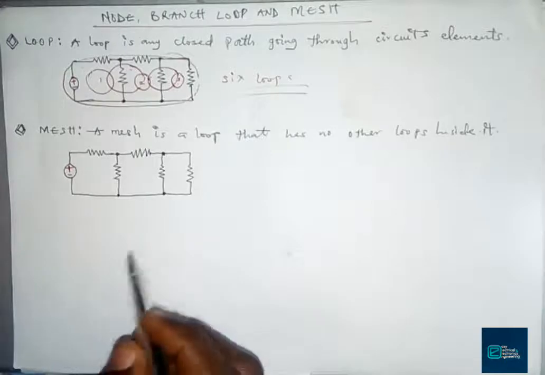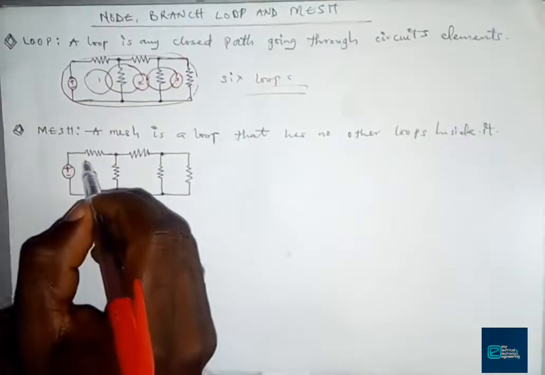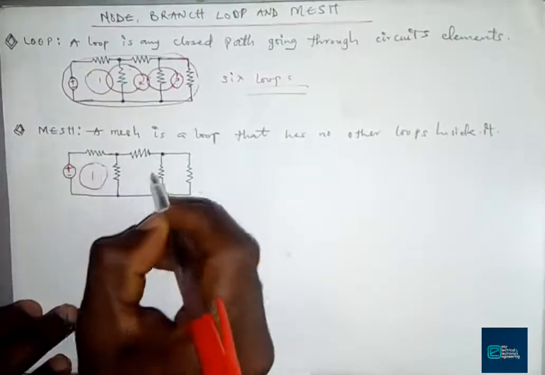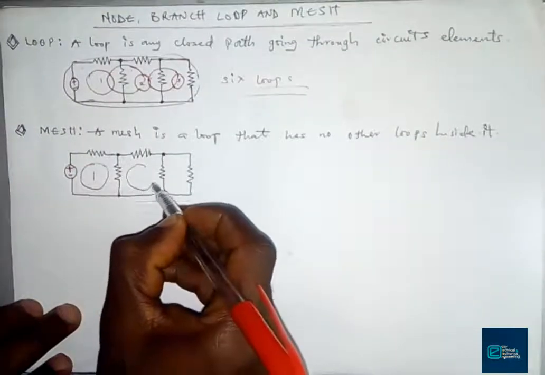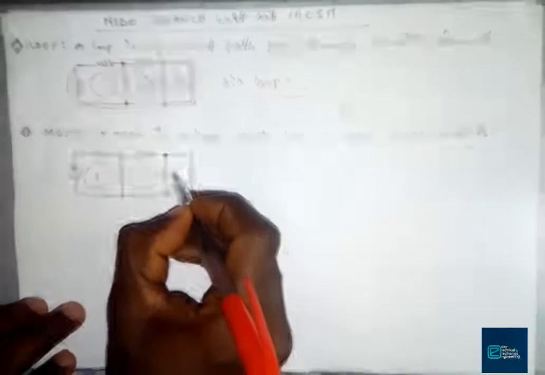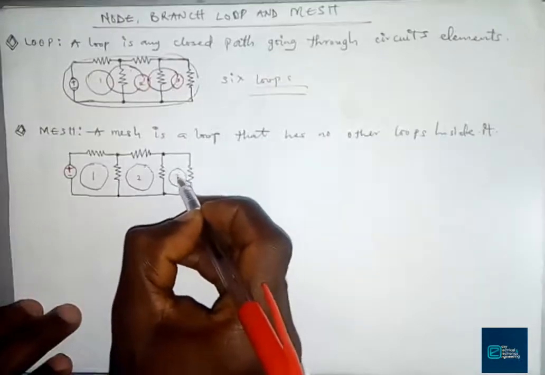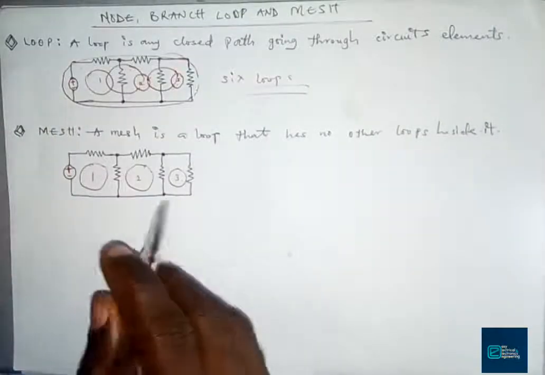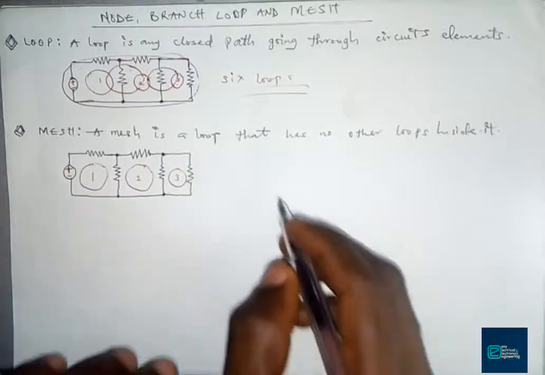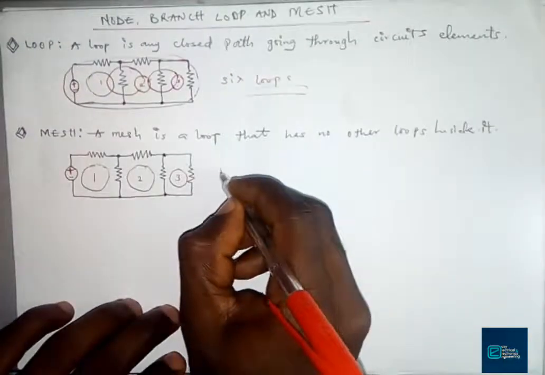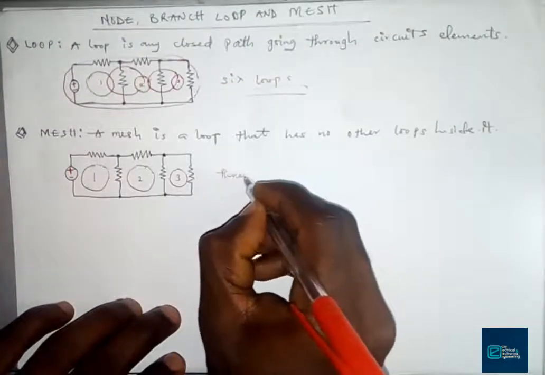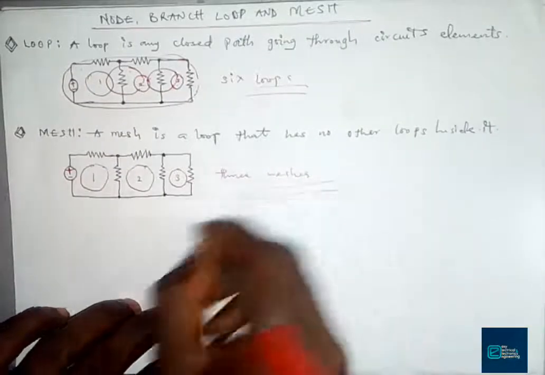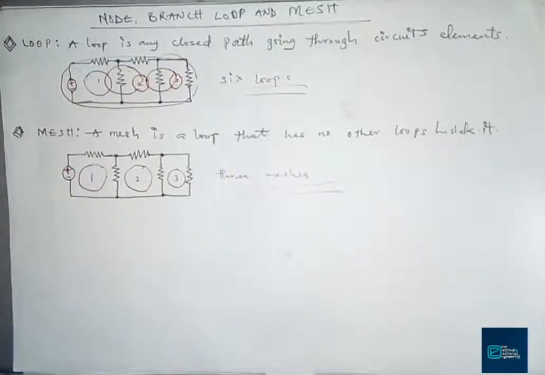So from what we have here, we can easily assign this as the first window, this is our first mesh, one. This is another window, two, and this is the last window, which is three. That is the number of meshes we have here. We have three meshes. So that is all about that.